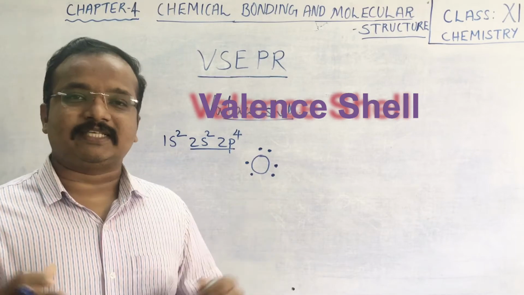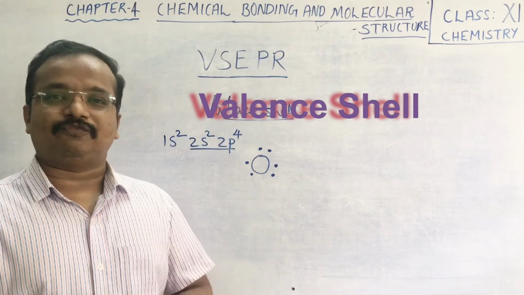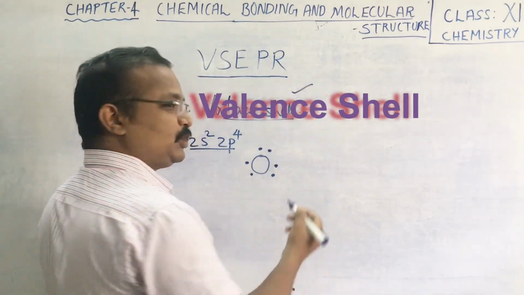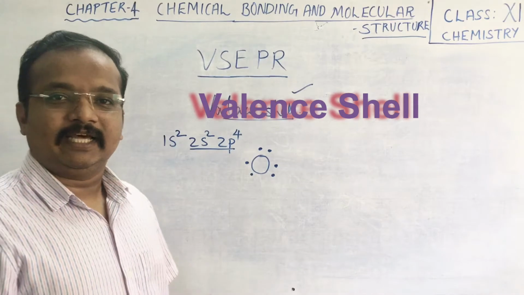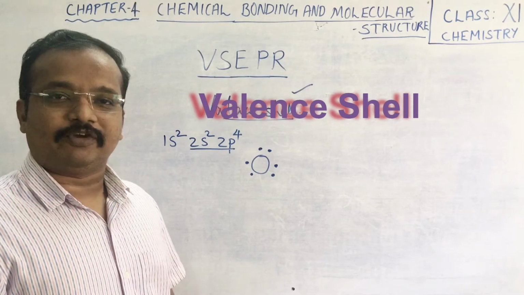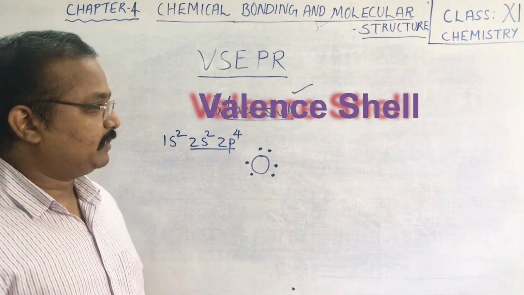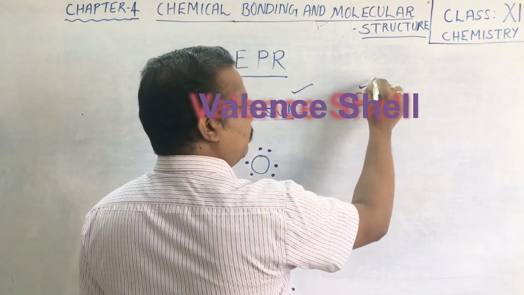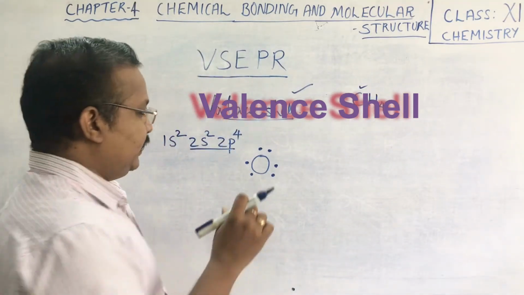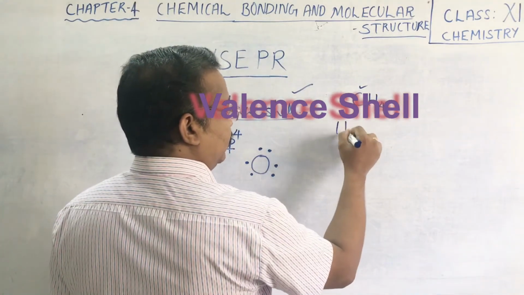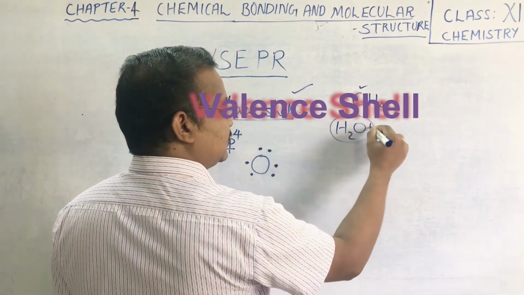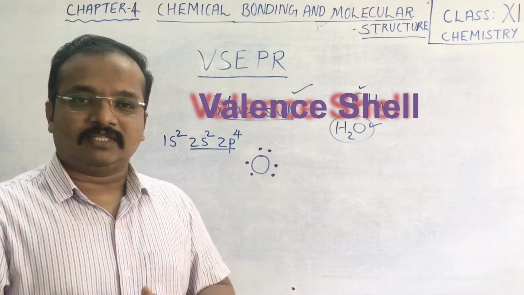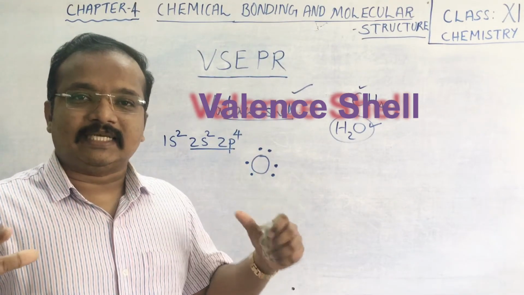This theory helps us understand the shape of a molecule. The shape of a molecule depends upon the valence shell electrons present in the central atom of the molecule. Central atom means, in the case of CH4, carbon is the central atom. In the case of water molecule H2O, oxygen is the central atom. So the central atom's valence electrons are actually taken as a sphere.